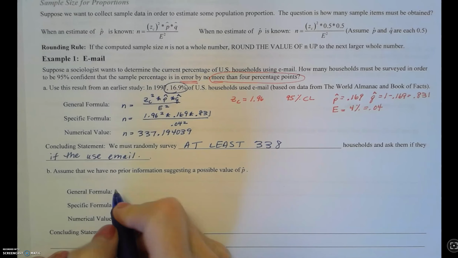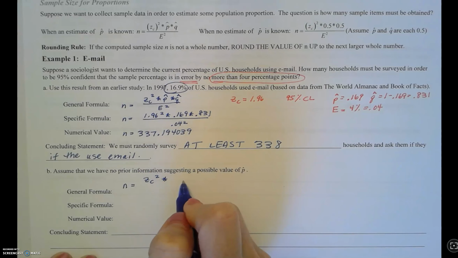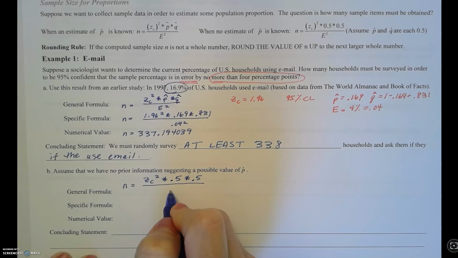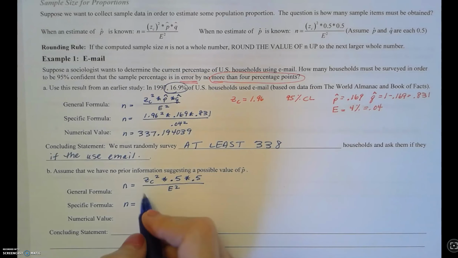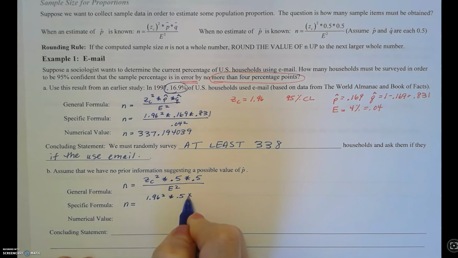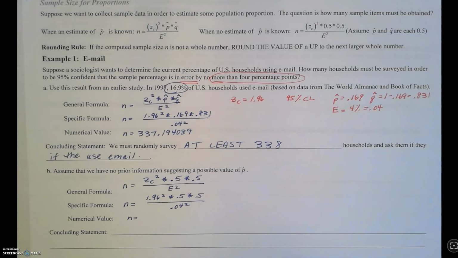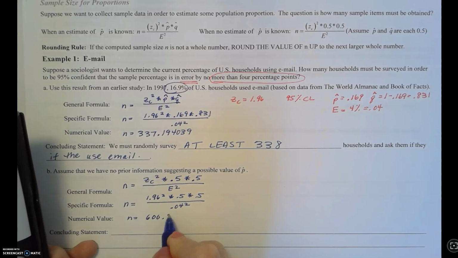So we're going to still use a very similar formula, except now z critical value squared times, instead of p hat, since we don't know anything, we're going to assume p hat is 50% and q hat is 50%. So we're going to times it by 0.5 times 0.5, divided by our margin of error squared. Substitute those same values. Since it's the same confidence level, our critical value is still 1.96. Square that times 0.5 times 0.5 divided by the same margin of error, 0.04 squared. And again, let's type that in our calculator. So 1.96 squared times 0.5 times 0.5 divided by 0.04 squared. And it's going to be 600.25.